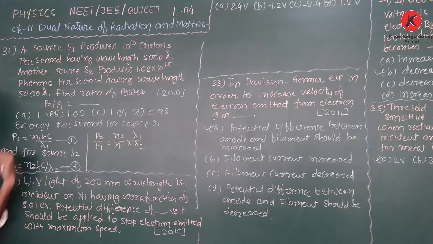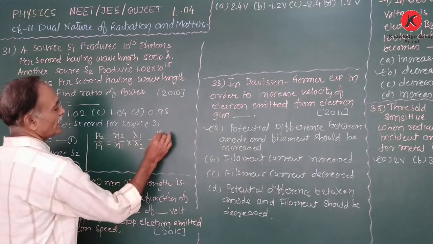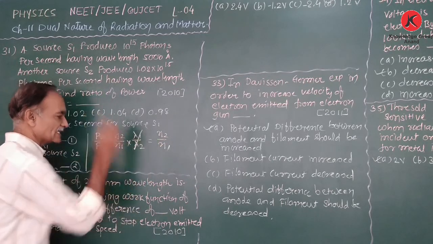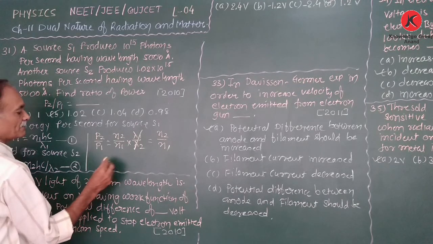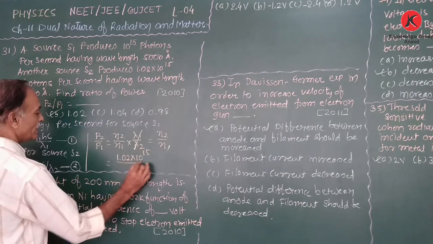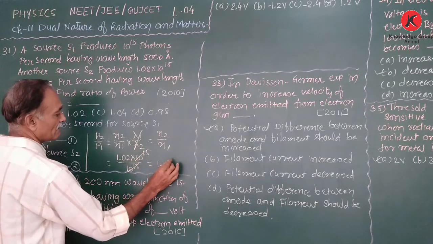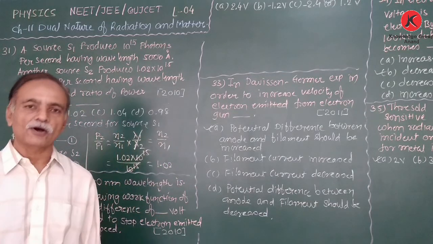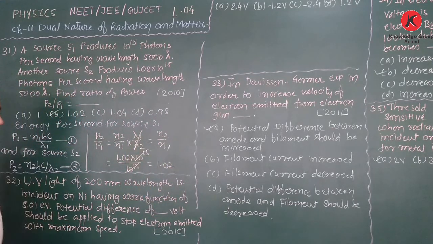We take the ratio P2 upon P1, therefore N2 upon N1 into lambda 1 upon lambda 2. Lambda 1 and lambda 2 are the same, so it is equal to only N2 upon N1. The wavelengths are cancelled because both are the same, 5000 angstrom. We substitute the values 1.02 × 10⁻¹⁵ upon 10⁻¹⁵. So 10⁻¹⁵ cancels, and the ratio of the power of these two sources is 1.02. Clear? That is our answer.